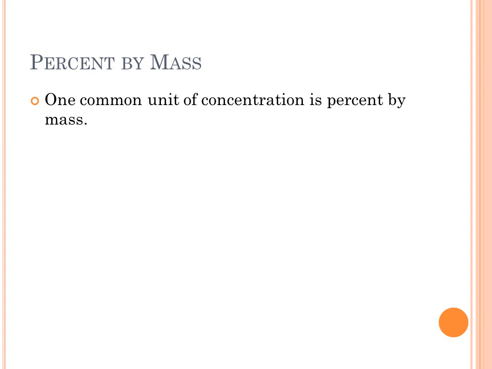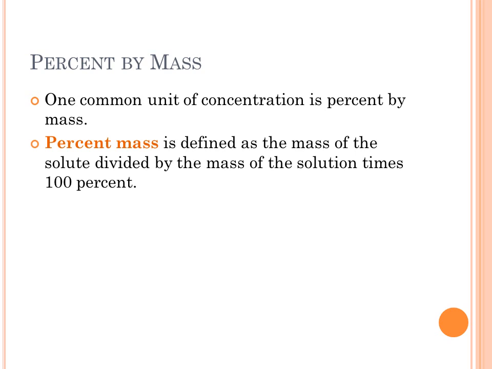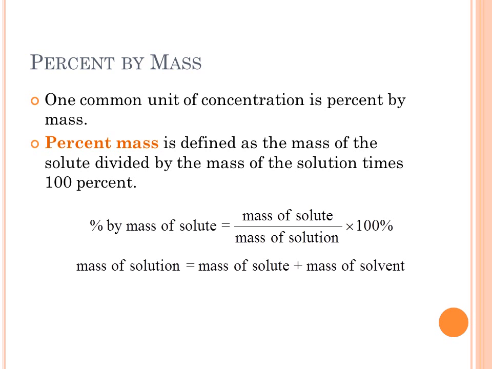One common concentration unit is percent by mass. Percent mass is defined as the mass of the solute divided by the mass of the entire solution times 100%. Mathematically, the mass percentage will equal the mass of the solute divided by the mass of the solution times 100%, where the mass of the solution would be the mass of the solvent and any other solutes if there happen to be more than one. If there's only one solute, it'd be the mass of the solute plus the mass of the solvent.